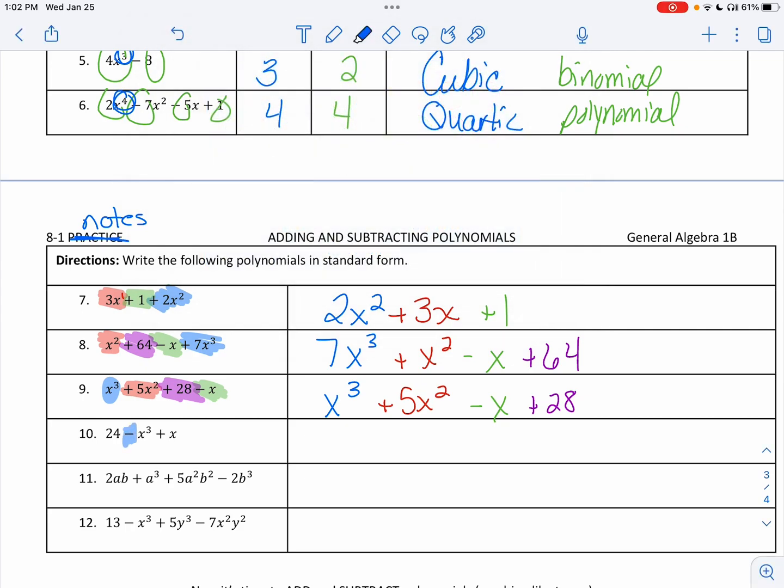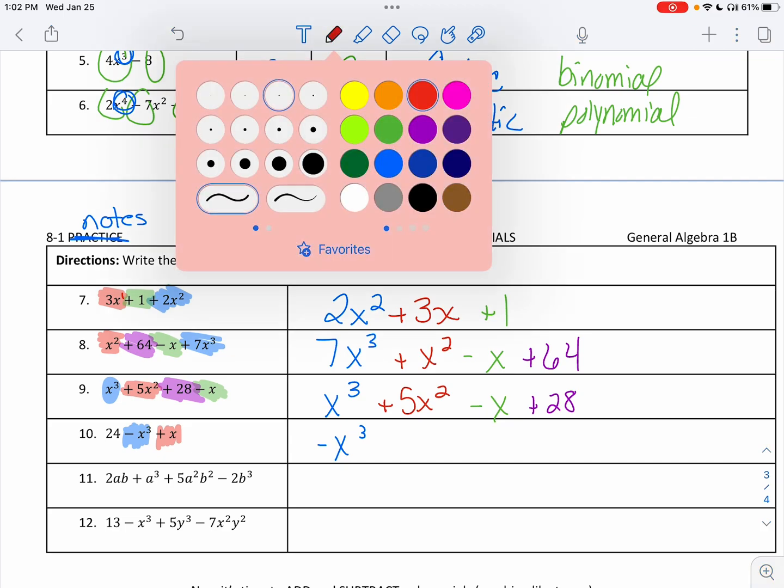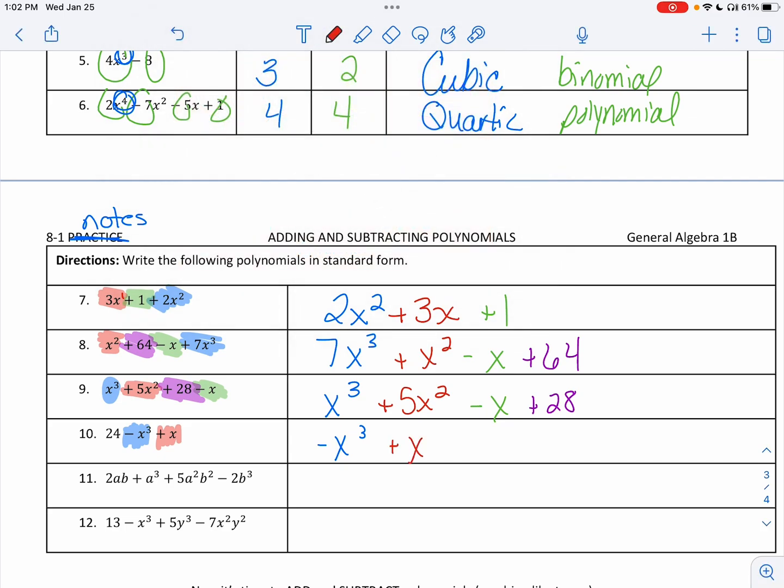Highest exponent is this term here. Make sure you include the sign. So bring over a negative x to the third. Working my way down on the exponents, I have this one, which has an exponent of 1. Making my way down, I have this constant of 24. So I'd write it next.